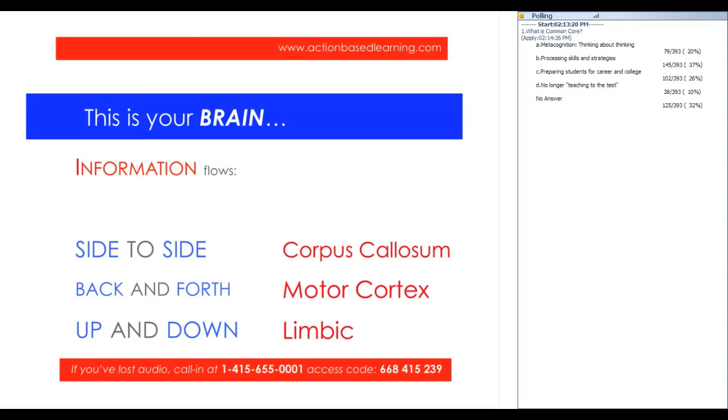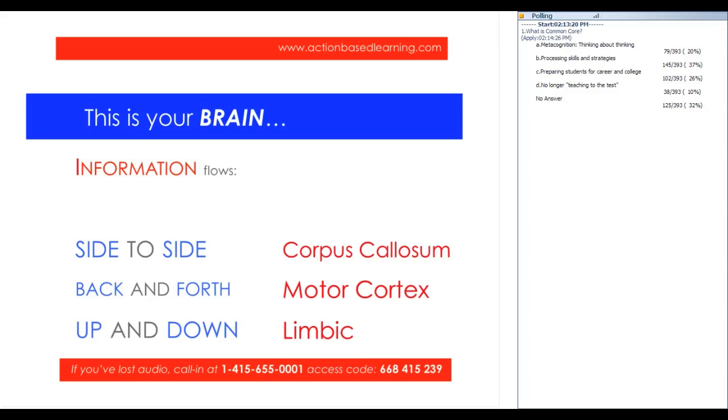So now the way that information flows in your brain is critical to learning. We know that information flows side to side, and that's left to right in the brain, and that goes across a midline in your brain called the corpus callosum. And we know that information goes back and forth, front to back in your brain. That crosses another midline in your brain called the motor cortex. And that's us getting our ideas to the paper. Side to side would be an example of decoding and comprehending. When the information goes back and forth, an example would be getting ideas of what you're thinking to the paper.